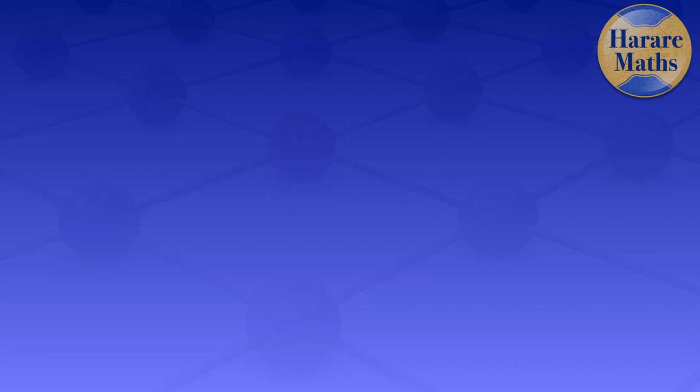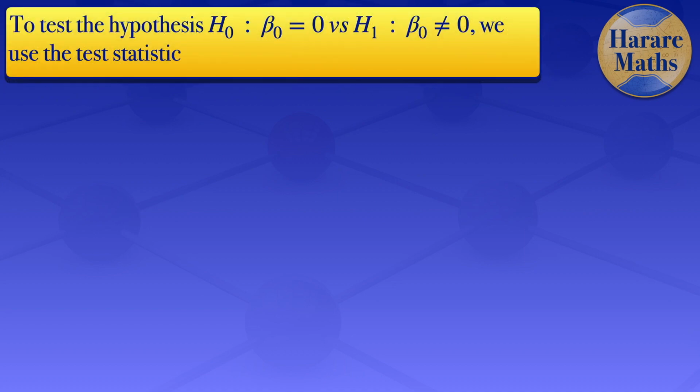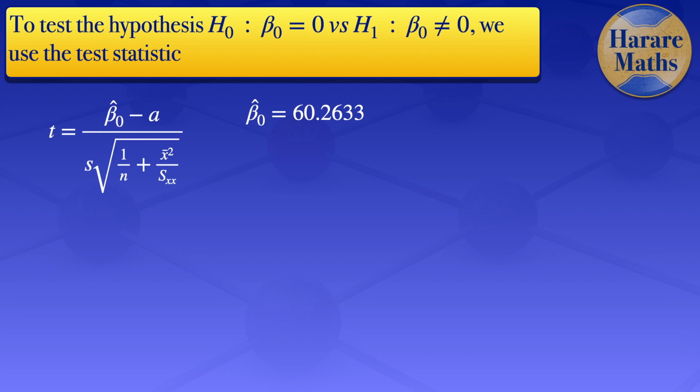I now go on to the last part, the hypothesis testing. We have our H naught, beta naught equals 0, versus the alternative, beta naught not equal to 0. When we are looking at the intercept beta naught, the test statistic is given by beta naught hat minus A divided by S times the square root of 1 divided by N plus X bar squared divided by Sxx. Our beta naught hat, we calculated it, it is 60.2633. Our A is 0, N, the observations, we have 12.